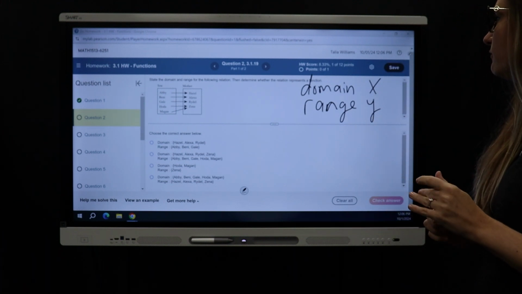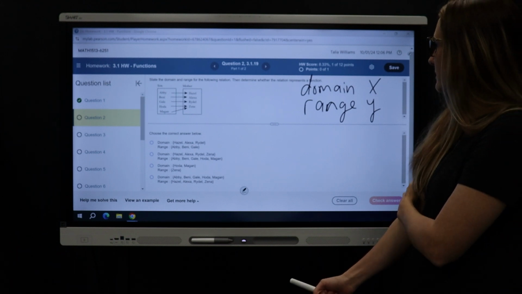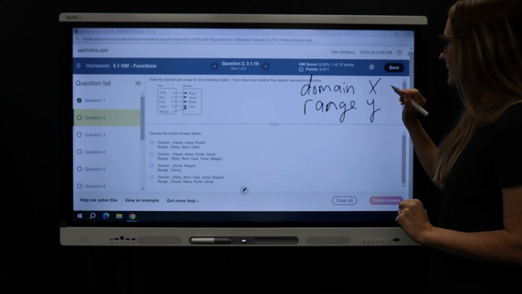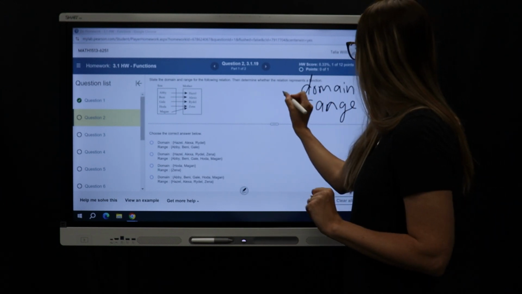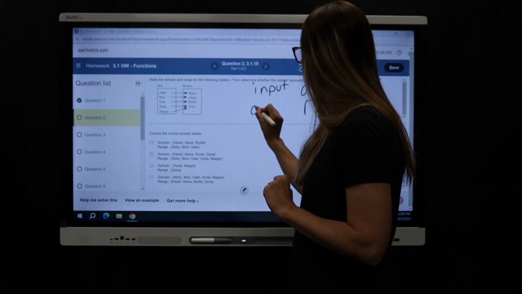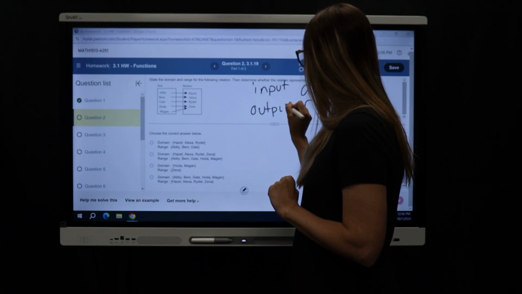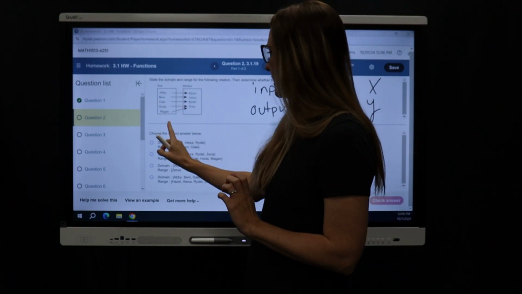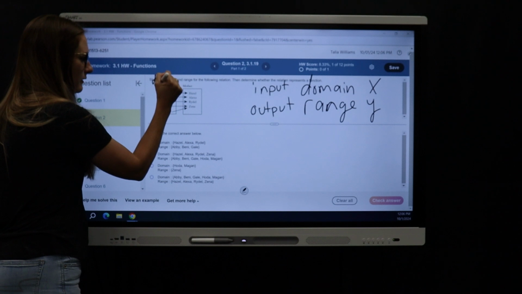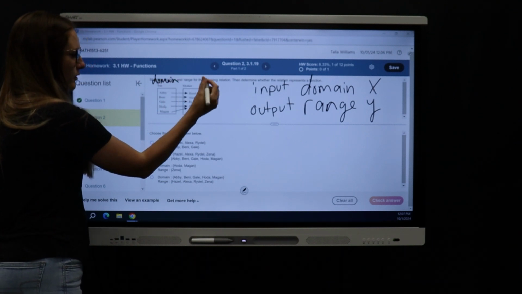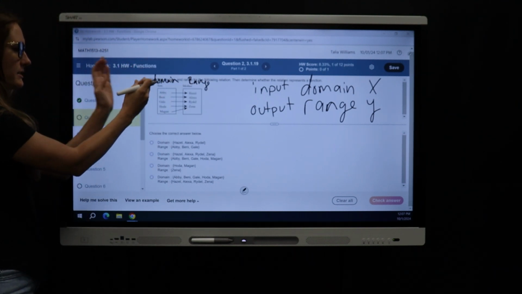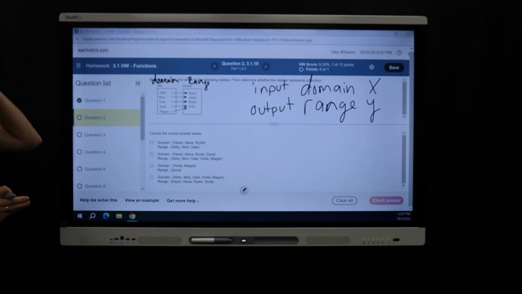State the domain and range for the following relation. Determine whether the relation represents a function. So also, domain is x. We also call x the input, which would make range the output. So right here, our son is going to be our input, our x value, our domain. And the mother is going to be the range on this one. And the reason that this is the domain is because it's this to that. So that's what we need to know.